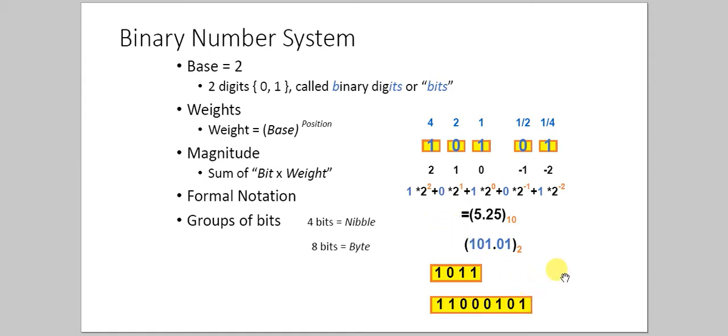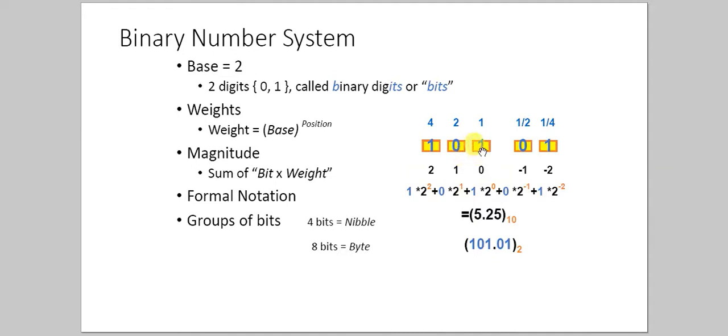So let us now take an example. We have a binary number 101.01, and you would like to convert it into the decimal number system. We again follow the same rule. There is a base raised to power 0 and the bit multiplied by the weight. This is the weight and this is the corresponding bit.